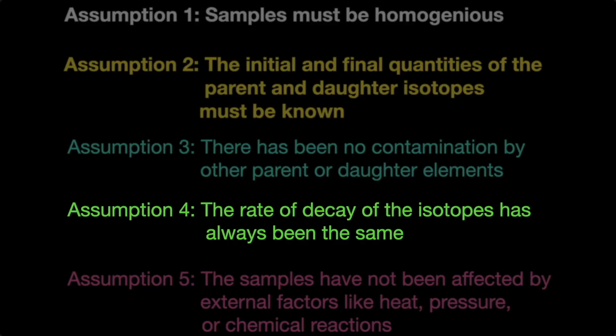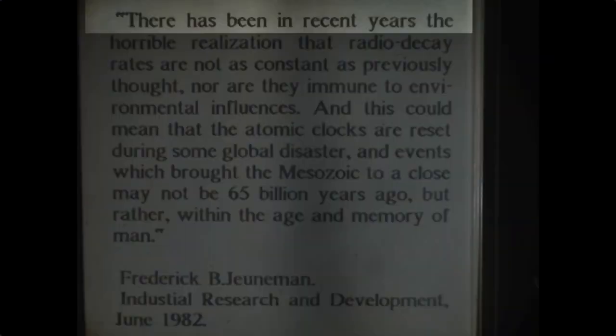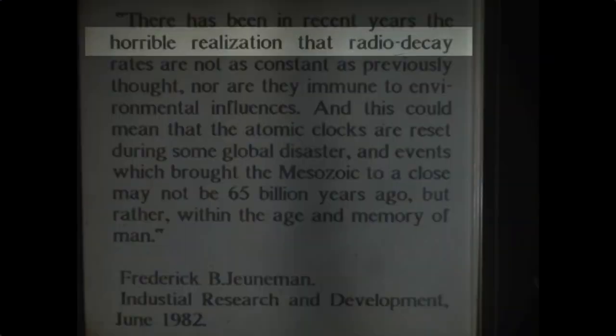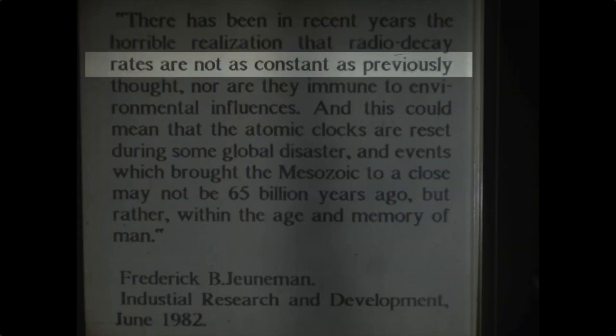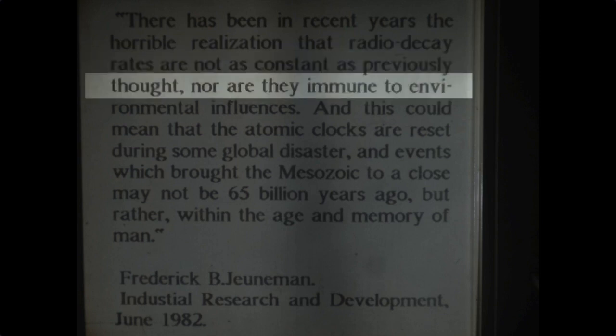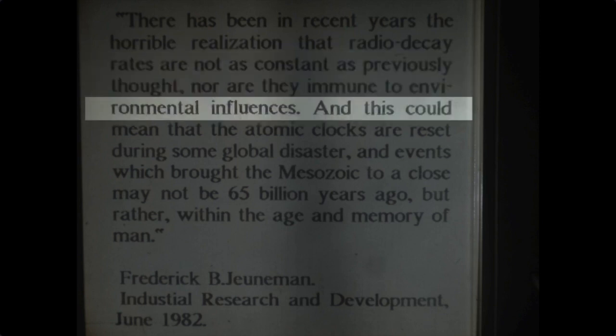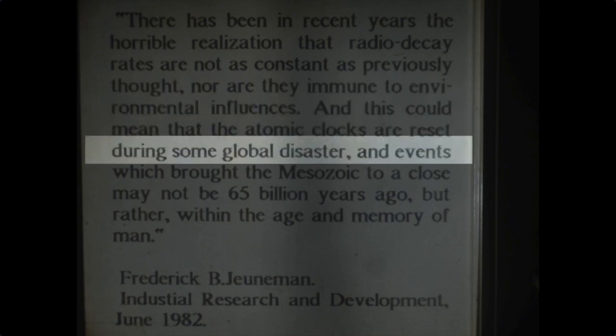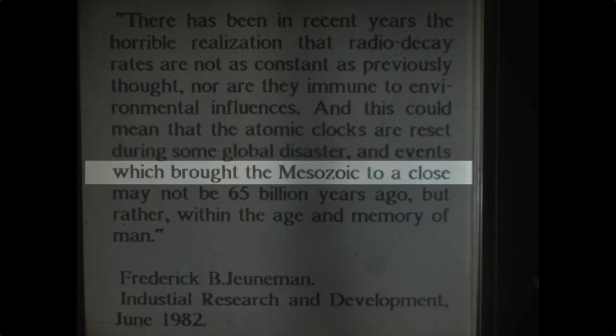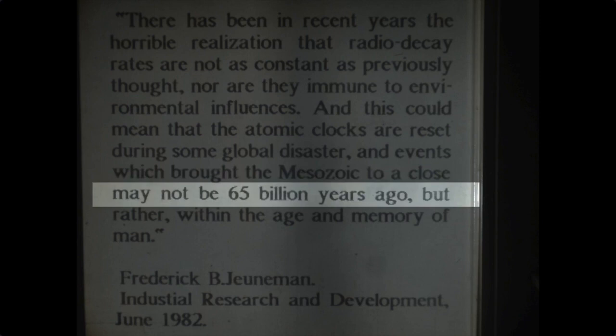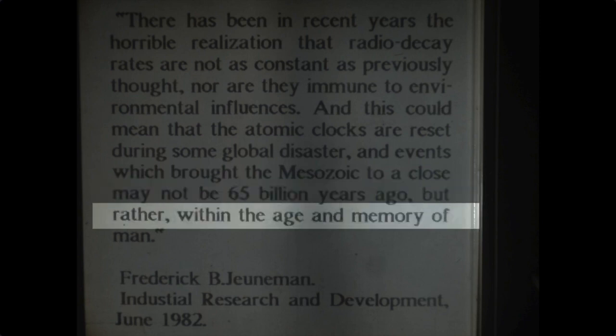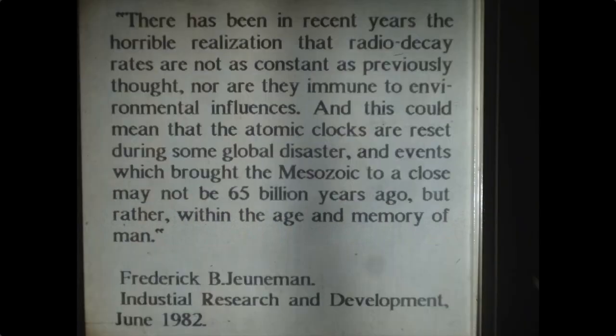Assumption 4. The rate of decay of the isotopes has always been the same. But as we saw in episode 25, Frederick B. Jueneman noted, there has been in recent years the horrible realization that radio decay rates are not as constant as previously thought, nor are they immune to environmental influences. And this could mean that the atomic clocks are reset during some global disaster, and events which brought the Mesozoic to a close may not be 65 million years ago, but rather within the age and memory of man. Believers have stamped and blustered and shrugged this off, but there are people like me who remain sceptical.